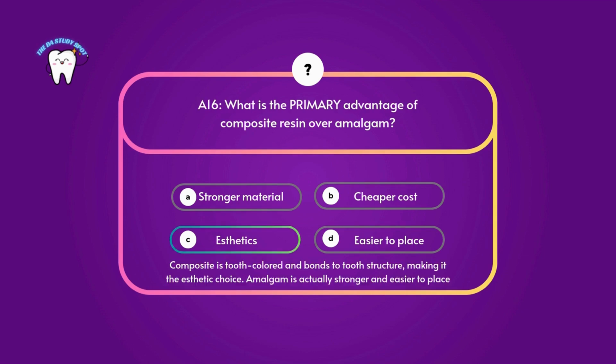The answer is C. Aesthetics. Composite is tooth colored and bonds to the tooth structure, making it the aesthetic choice. Amalgam is actually stronger and easier to place.